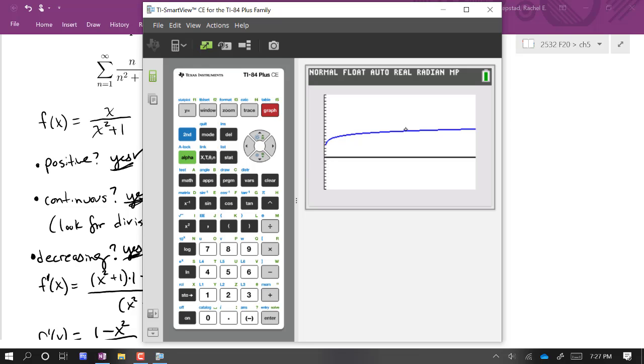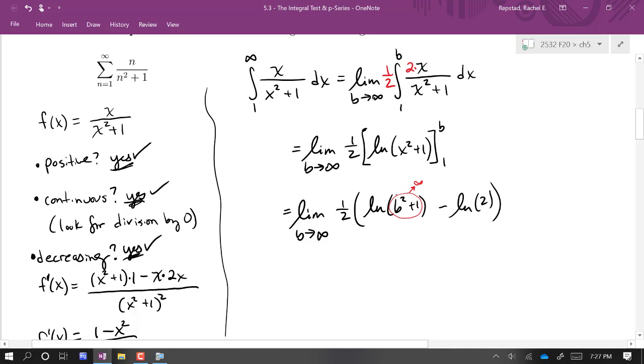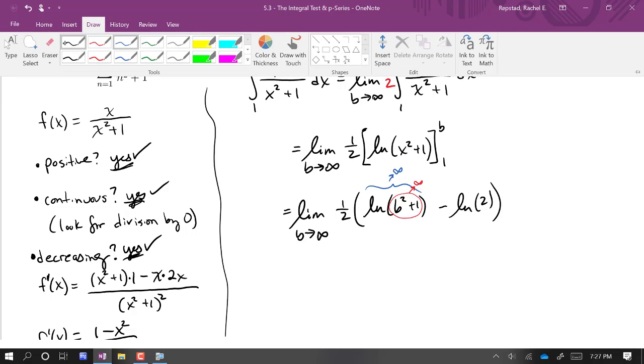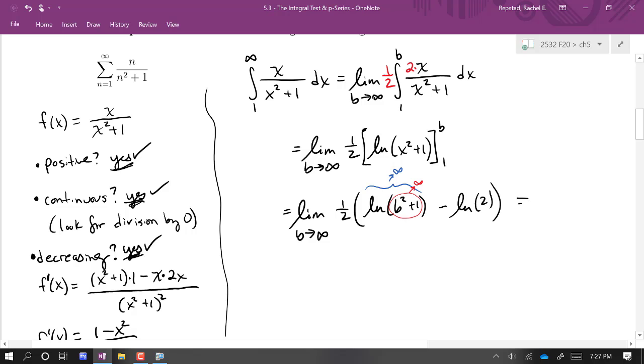So the observation here is that the ln function just keeps increasing. The log function is always increasing. That means that as the argument gets huge, the log function also approaches infinity. It doesn't do it very fast, but who cares? So this limit is infinite. So what we've determined here, the improper integral diverges to infinity, and since the integral test applies, that means that the series diverges.